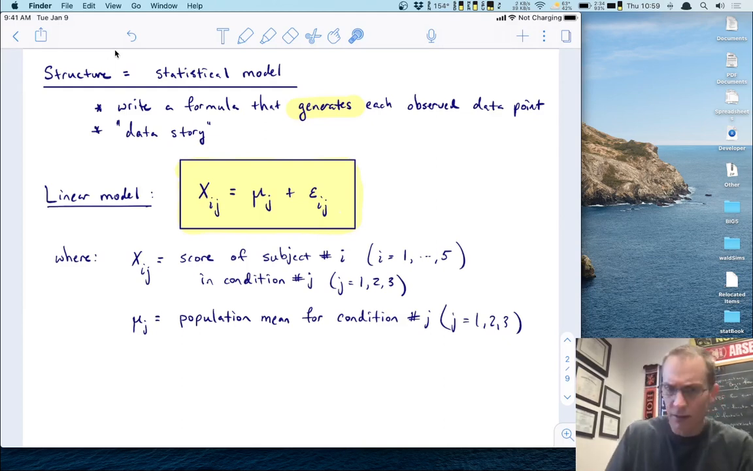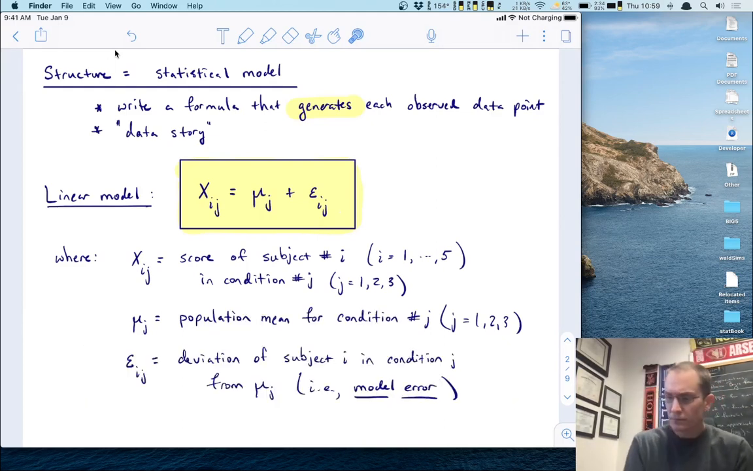And then what's this epsilon? This is probably new to many of us. This epsilon is an error score, essentially, and I don't mean error on keyboard typing, I mean error from the mean. What exactly I mean by that is it's the deviation of subject i in condition j from the condition mean mu sub j. So in other words, it's the error that the model produces.